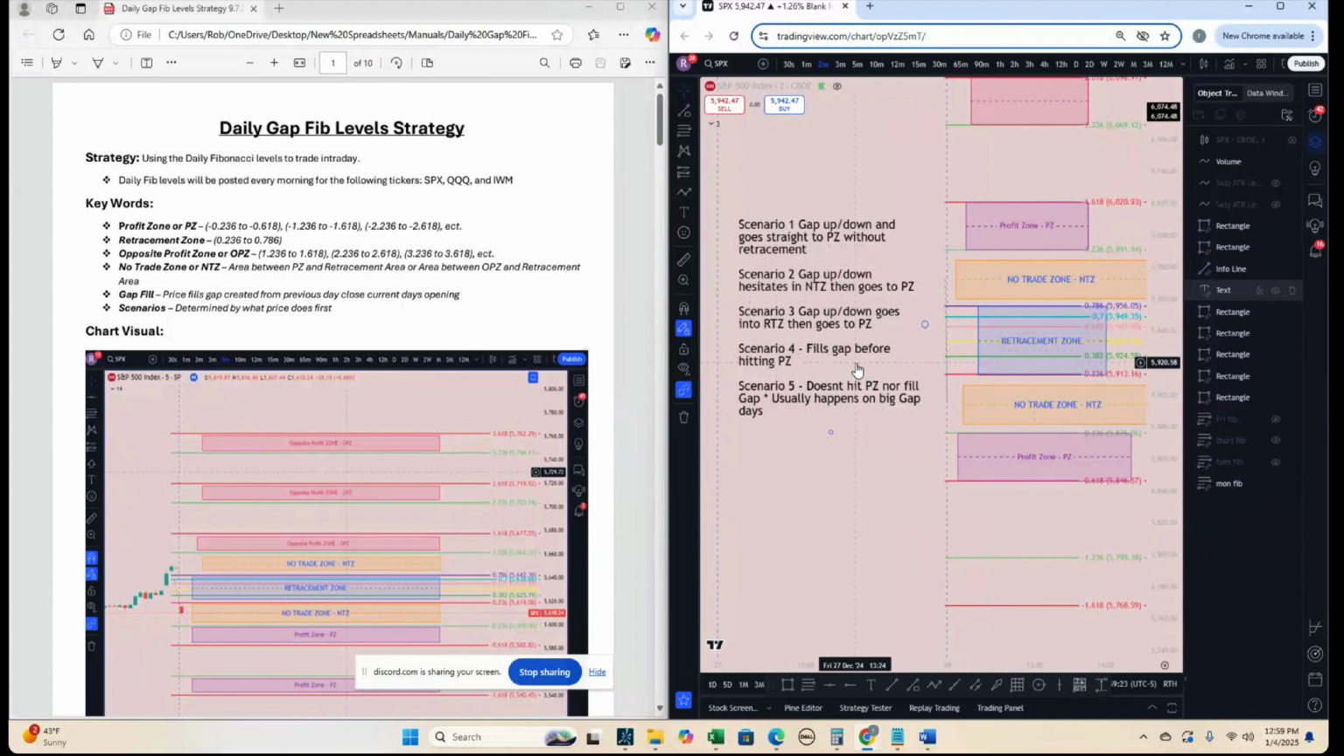Fills gap before hitting the profit zone. That's scenario four. Gap down, we gap up. Instead of hitting profit zone first, we go retrace and we fill the gap. Once we fill the gap, we then may go hit profit zone. We may go straight and hit the opposite profit zone. I don't care about that. All we care about is we complete scenario four by filling the gap first.